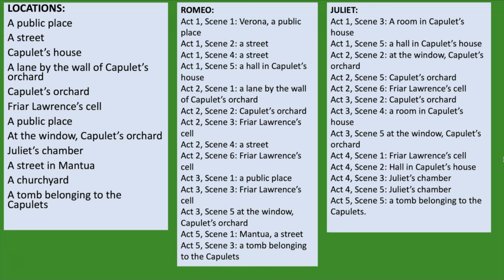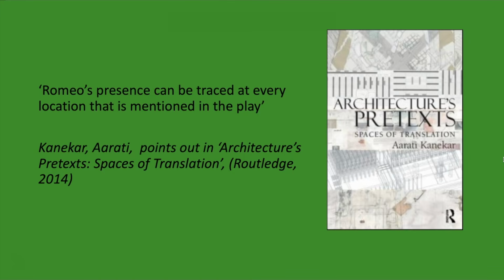Shakespeare's use of setting reminds us of the patriarchal society in which Juliet lives. The use of setting for Juliet reinforces this. Apart from a brief visit to the friar in Act 4, Scene 1, Juliet is always seen in her father's property. In stark contrast to this, not only is Romeo never seen at home, the Montague household doesn't even feature as a setting in the play, but, as Arati Kanikia points out in Architecture's Pretext Spaces of Translation, Romeo's presence can be traced at every location that is mentioned in the play. So, Romeo essentially appears everywhere at some point or another.